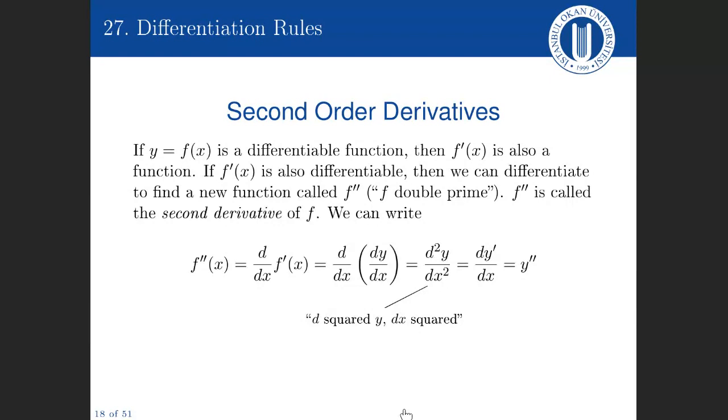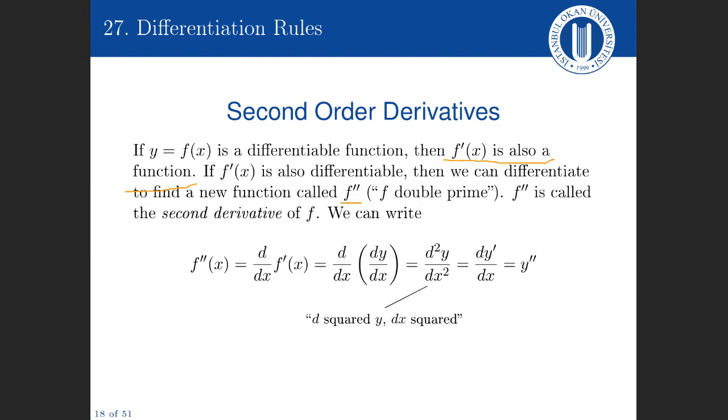Second order derivatives. If we have a differentiable function f, then we can differentiate it to get f prime of x. This is also a function. What can we do if this function is not just any old function, but it's a differentiable function? Then we can differentiate it a second time and get a new function, a third function, which we call f double prime. F double prime is called the second derivative of f.